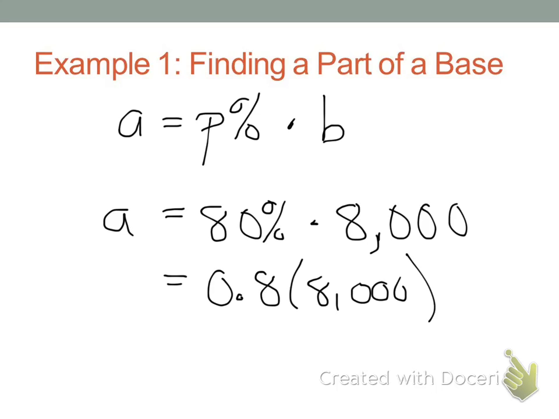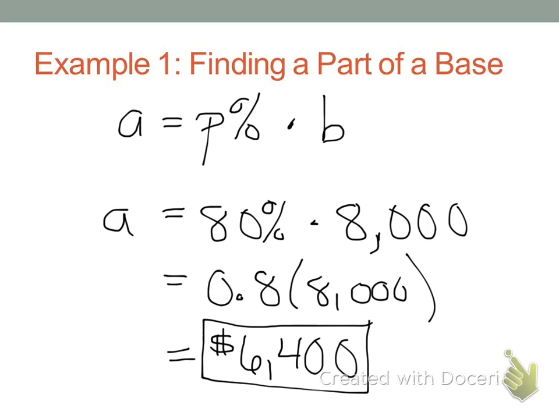And what do you get? You get 6,400. What's the label? Dollars. Very good. $6,400. So when they say that they've raised 80% of their goal of $8,000, how much money is that? It's $6,400. Okay? So that's how we find part of a base.